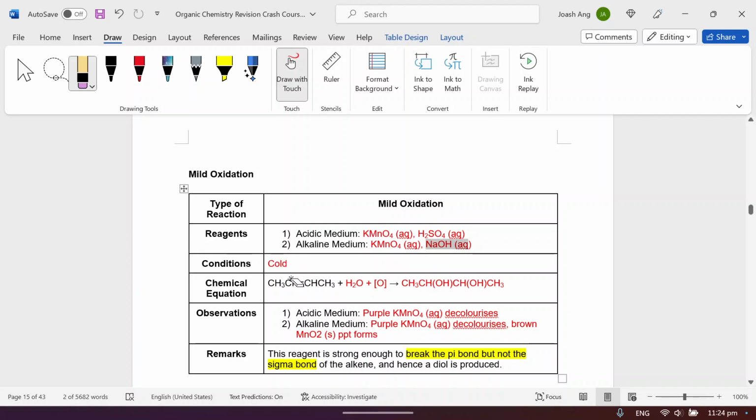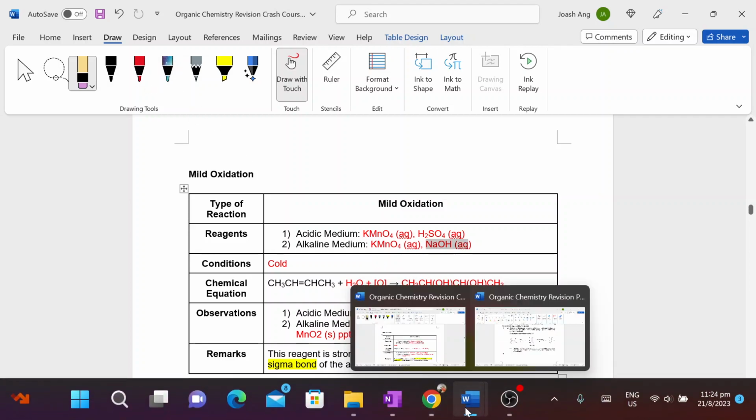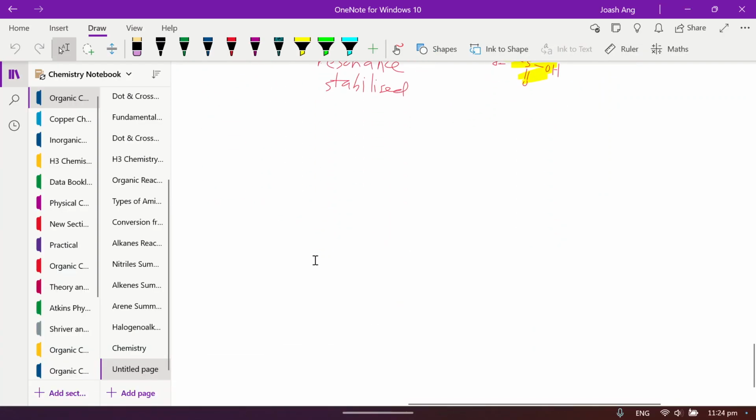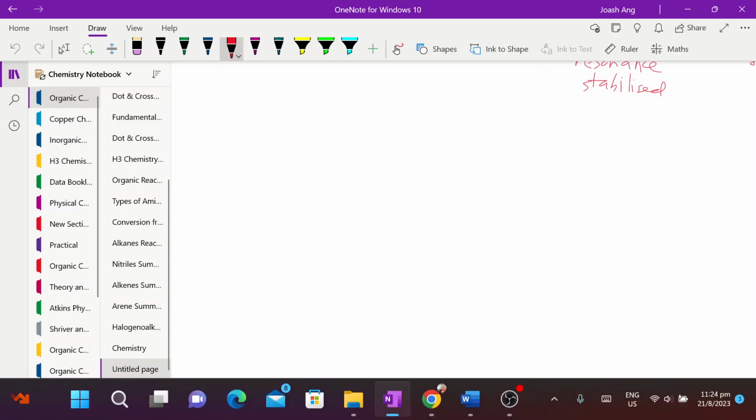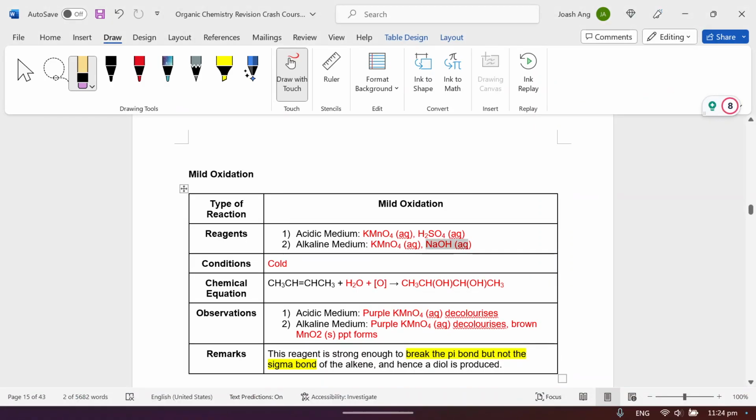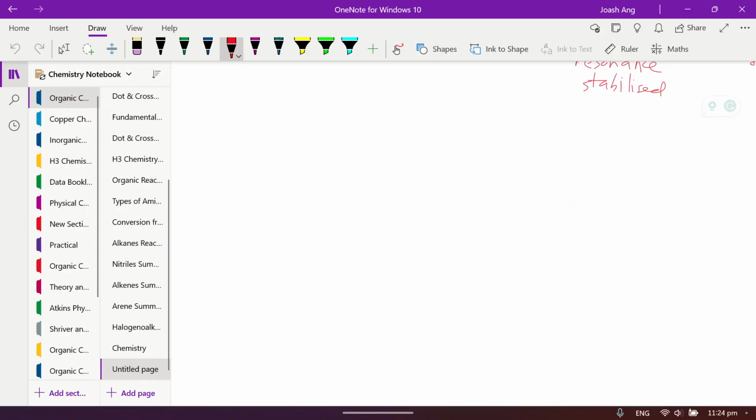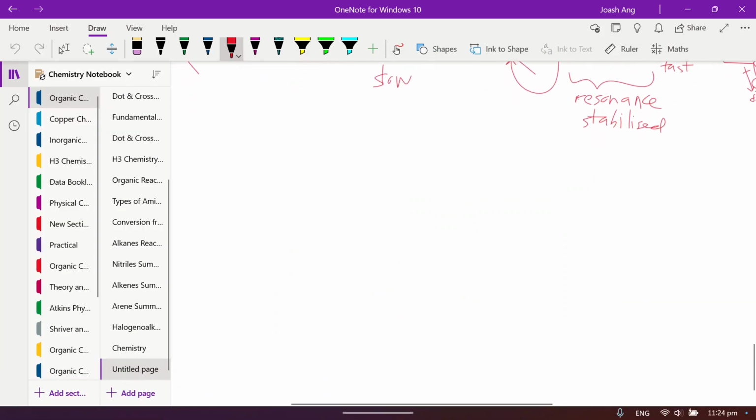So because it's in cold condition, the reagent is only strong enough to break the pi bond instead of the sigma bond. And how do you balance this equation? Let me show you right here. I'll use OneNote again, in case you couldn't remember how to balance this equation. This is how you balance it.